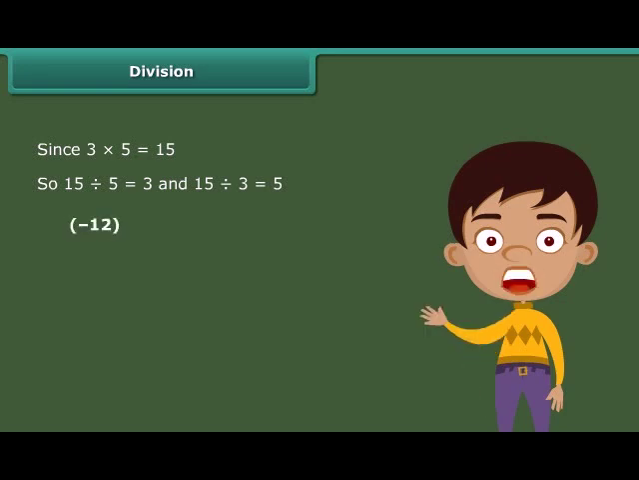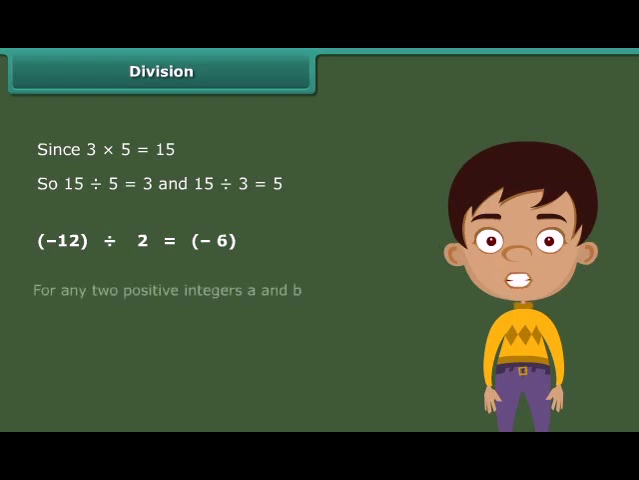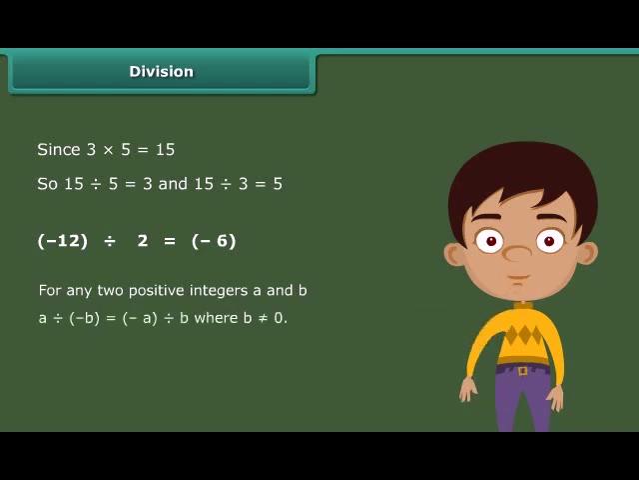When we divide a negative integer by a positive integer, we divide them as whole numbers and then put a minus sign before the quotient. Thus, we get a negative integer. In general, for any two positive integers a and b, a divided by minus b is equal to minus a divided by b, where b is not equal to 0.